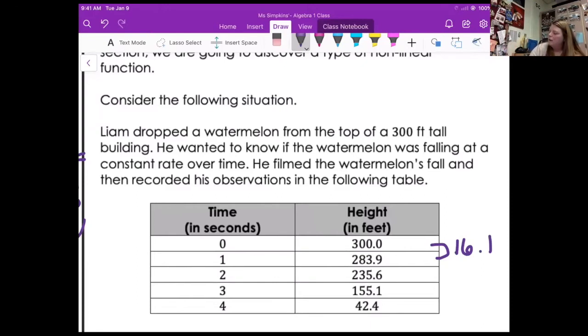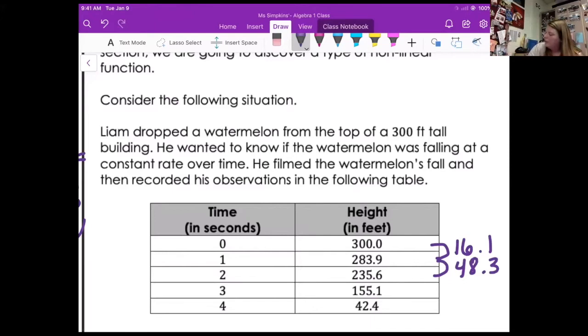So let's check the next one. After 2 seconds, we're at 235.6. What's the difference between 283.9 and 235.6? 48.3. Are those the same number? 16.1 and 48.3? They are not. The watermelon's falling faster. In 1 second, it only fell about 16 feet. From 1 to 2 seconds, it fell about 48.3 feet. What about from 2 seconds to 3 seconds?